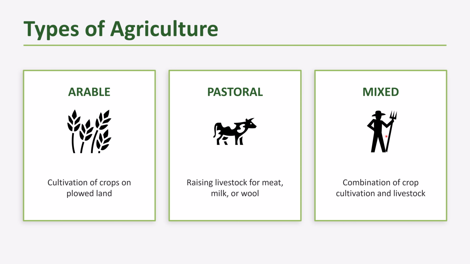Mixed farming, as the name suggests, is a combination of both arable farming and pastoral farming. A mixed farmer will grow crops and raise livestock on the same farm. This is often a more sustainable cycle as manure from the animals can be used to fertilize the crops, and some crops can be grown specifically for animal feed. Understanding these types helps us analyze which method is most efficient for a specific environment.